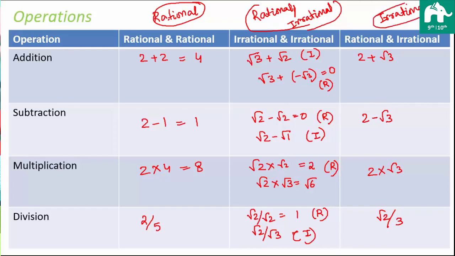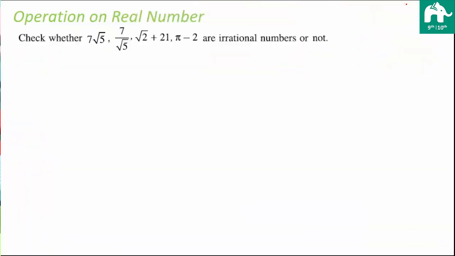So this was interesting, isn't it? We could clearly see with examples that when we perform these operations with two rational numbers, the output is always rational. When we perform them with two irrational numbers, the output may be rational or may be irrational. If we do it with one rational and one irrational number, the output is always irrational. Now we are going to look at some questions, and the more we solve questions, the better our concepts will be.